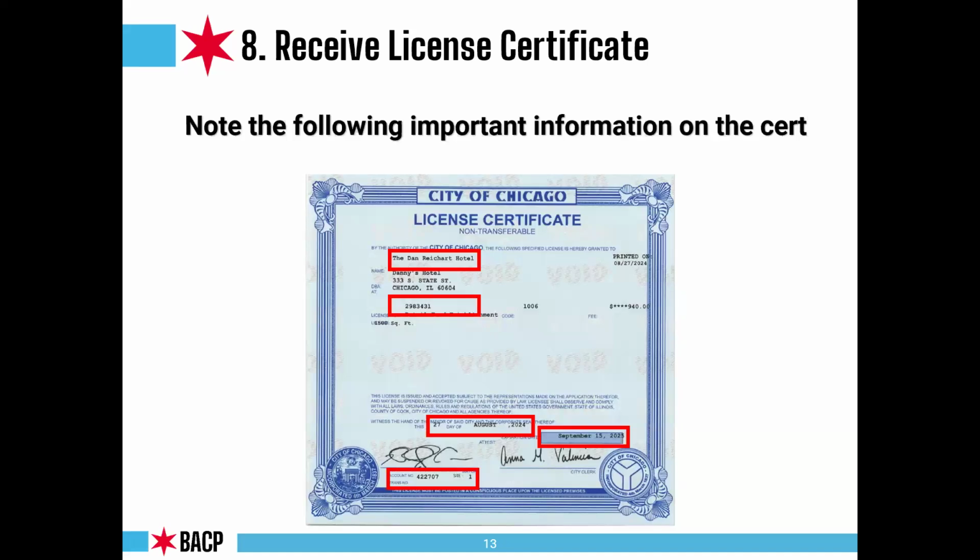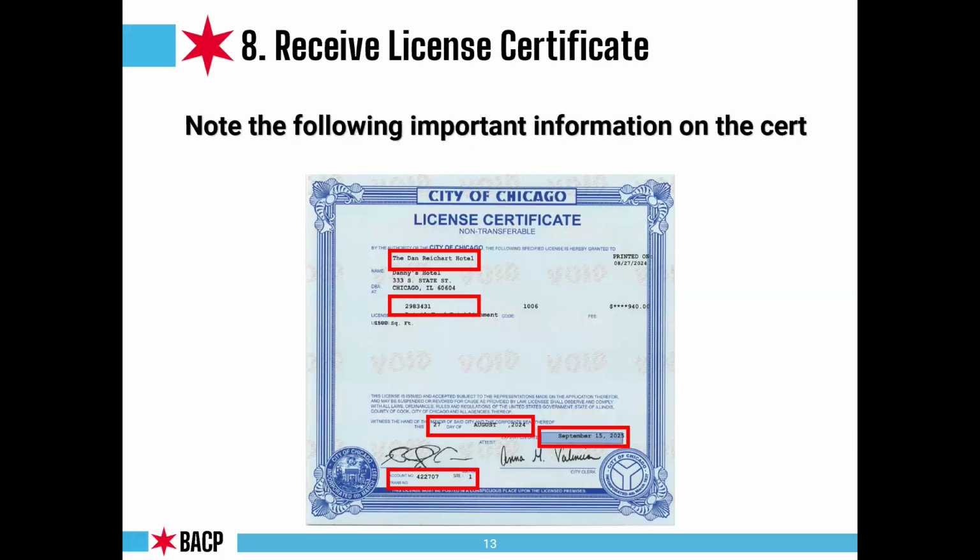The upper section of your license contains your legal entity name. So in this case, the legal entity name is the Dan Reichart Hotel. It will also have your DBA, which the majority of the time is different from your legal name. Think of your DBA as the name one would see on the door of your business or outside of your business. So in this case, the DBA is Danny's Hotel. So the legal entity is the Dan Reichert Hotel, and what would be displayed is Danny's Hotel.